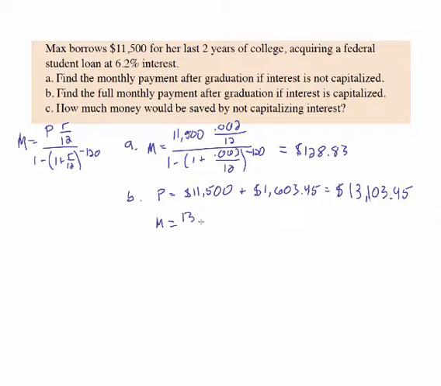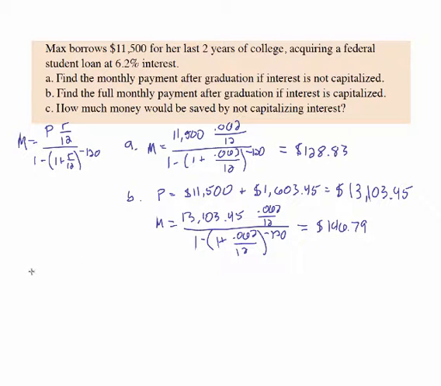Everything in the calculation is the same except for the principal. So it's just kind of a lot of recopying here and redoing the calculation with a different value of P. And this time when you crunch the numbers and rounding to the nearest cent, the monthly payment works out to be $146.79. So we see it went up by about $18 a month by capitalizing the interest.